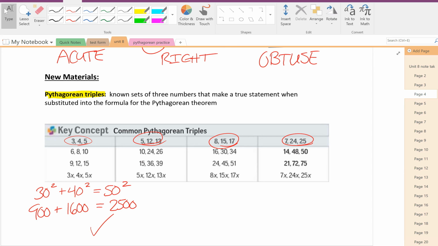So why does it matter that there are these combinations that are Pythagorean triples? Well, sometimes it's going to be a shortcut for you when you're doing a problem with right triangles, and you'll see what kind of problem that would be later on.